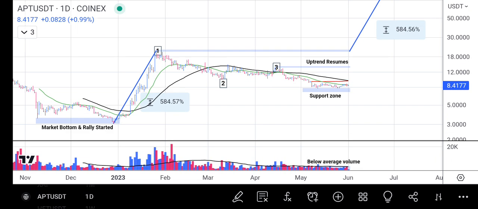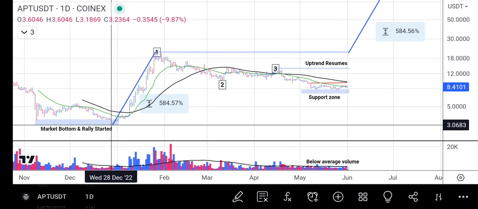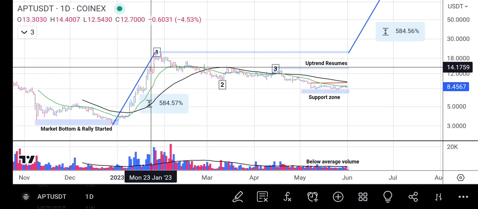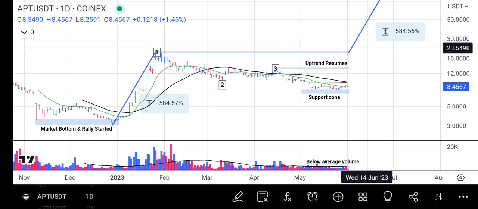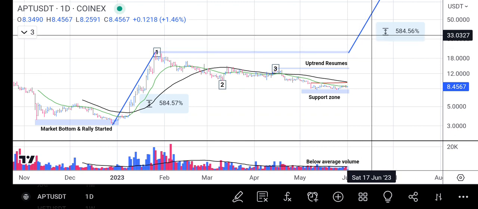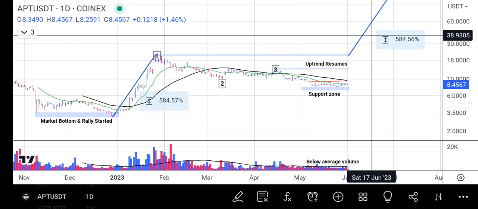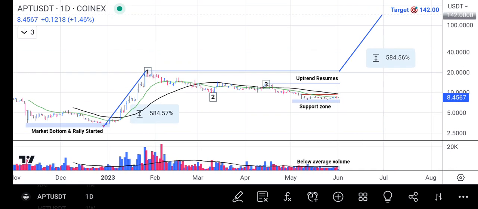Don't forget, our target point is also measured with the same length, from the market bottom to point 1. That's around the 584% increase that we projected from the peak of point 1 upward. So that's the minimum percentage it's going to move once it finally breaks above point 1, which will be our target for Aptos, and the price is 142.00. So that's how we calculate our target.